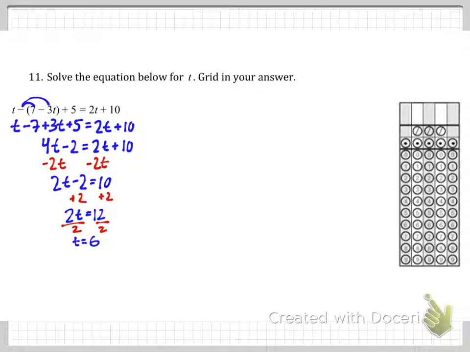Now, one comment about these grids. Notice this grid does not have any negative. That means if you get to a grid that does not have a negative and your answer is negative, then you're wrong. You need to go back and redo the problem and check your work. Okay? I'm going to plug in 6 there and grid that in, and that is just great.